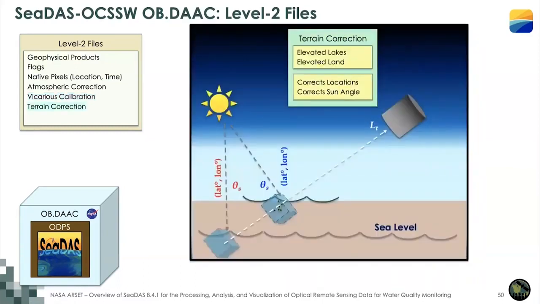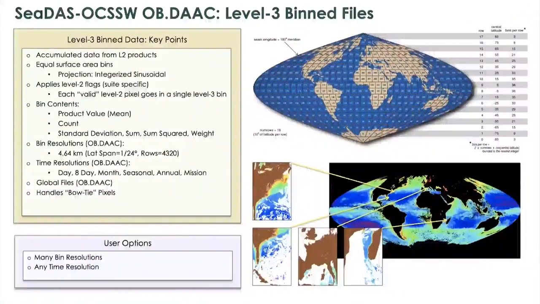And this is just an awareness that if you have an elevated lake, you would have to adjust the lat and lon of that. It's giving you an appreciation of the fact that when the sensor's looking at the Earth, it has to figure out what latitude and longitude it's actually seeing. So all of that goes into the level 2 file.